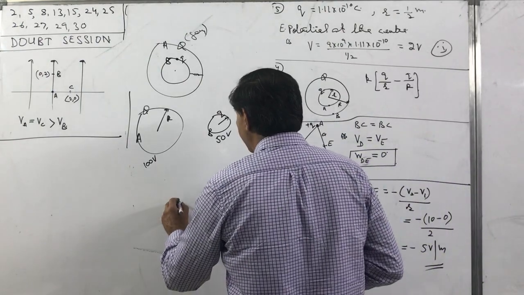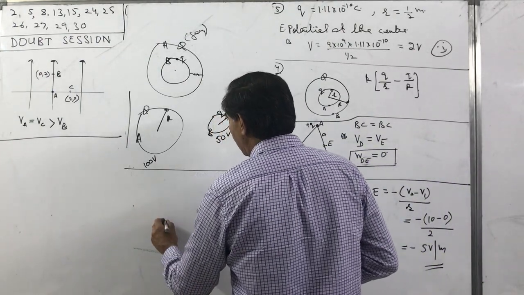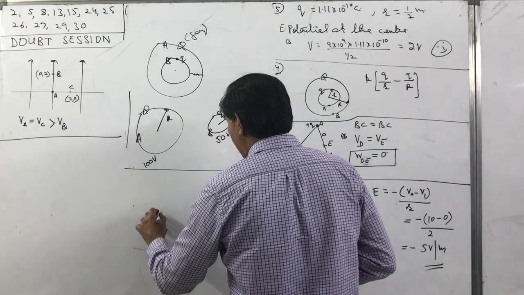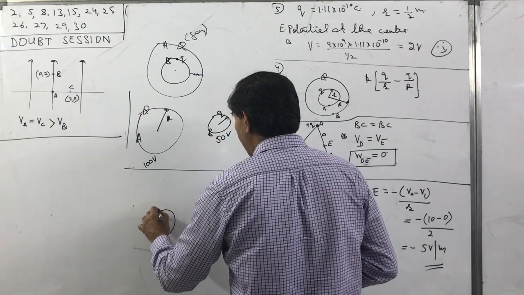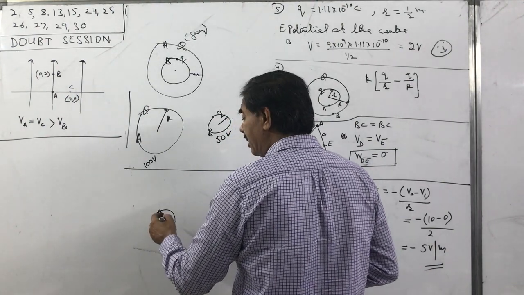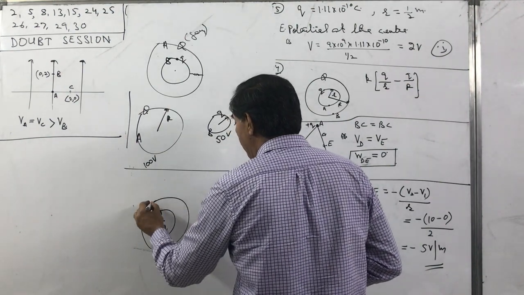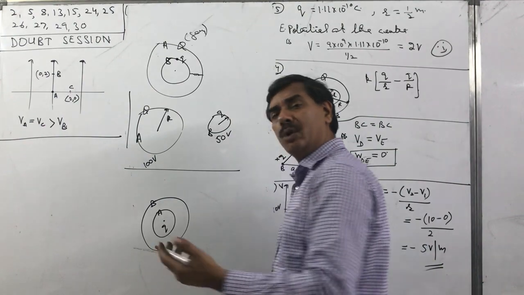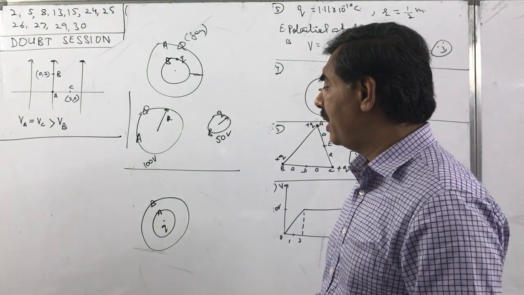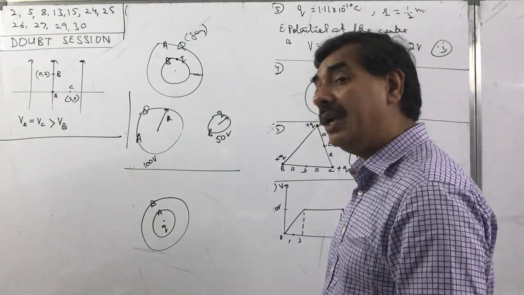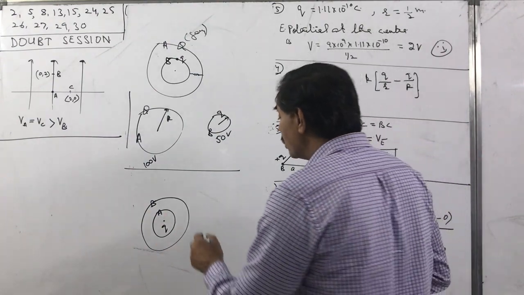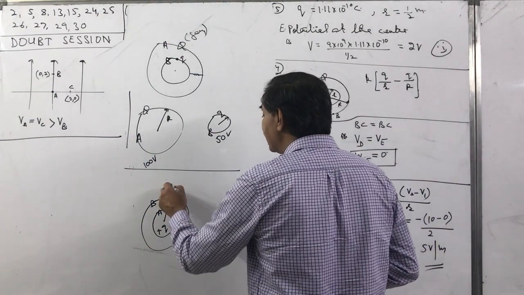I will revise. You have a charge Q here, and you have a sphere here, A. All points on A are at the same potential. It's an equipotential surface. B is also an equipotential surface. All points on B are at the same potential, but VA is more than VB because the electric field is directed in this direction.